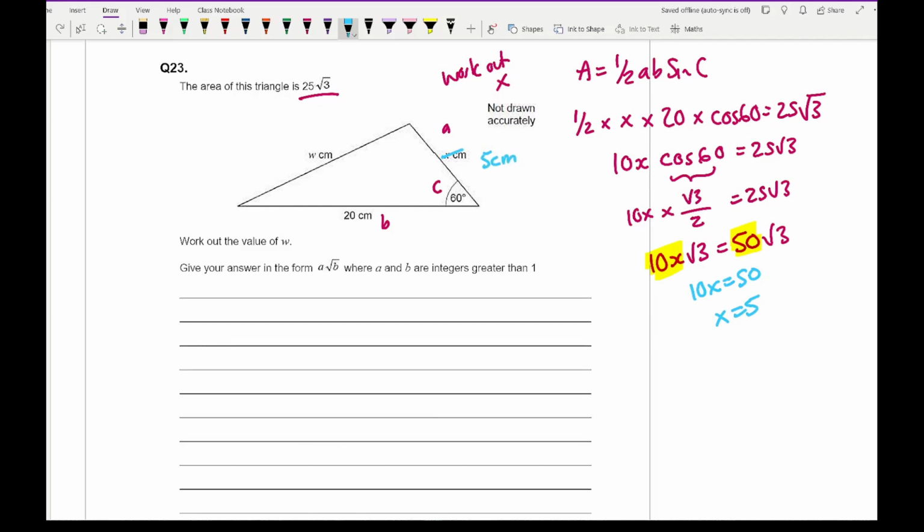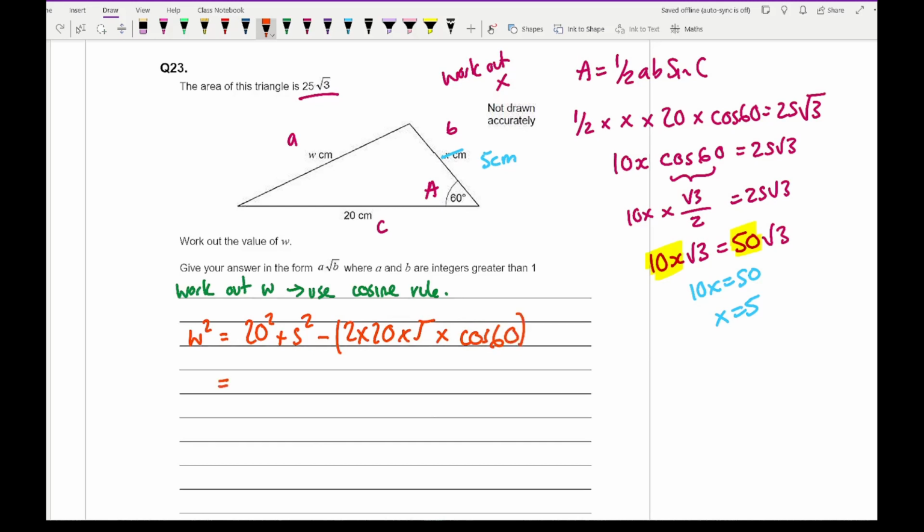Now from this, I can then work out what w is. To work out w, I've got to use the cosine rule. So labeling all of these up again, let me just get rid of all of these letters. So this is A, that's capital A, that's going to be B, and that's going to be C. So then from this, I've got w squared equals 20 squared plus 5 squared minus 2 times 20 times 5 times cos 60.